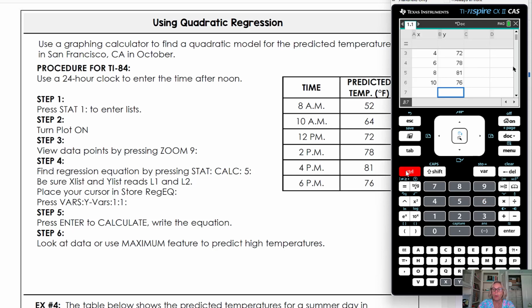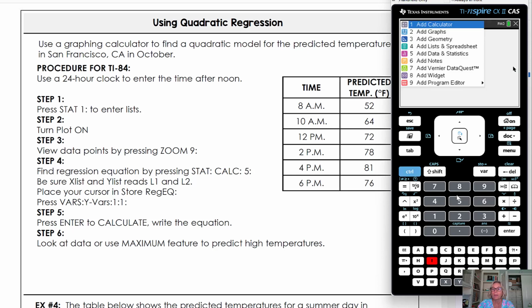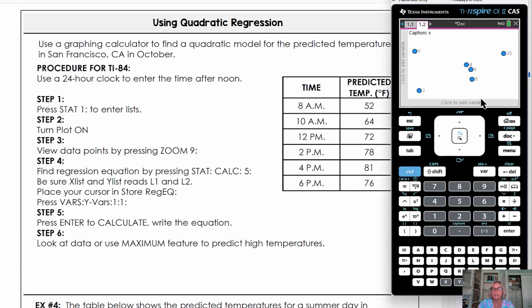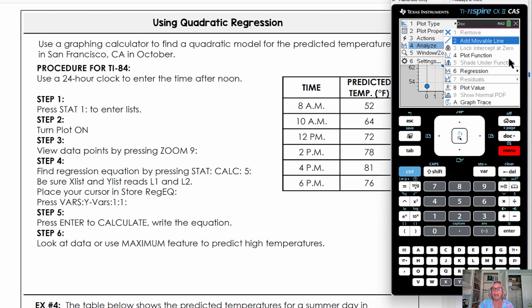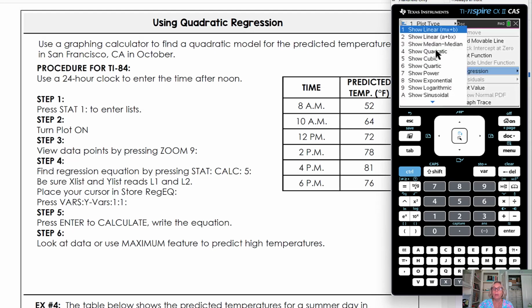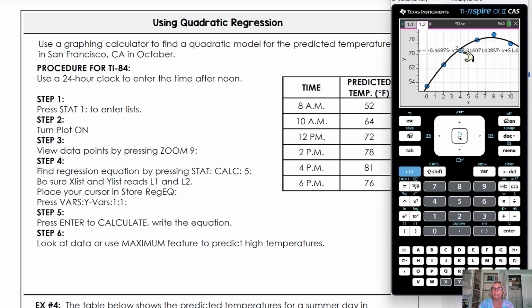Next, you press Control and I. We're going to add data and statistics, so hovering over the x-axis, we'll put the time there. Hovering over the y-axis, we'll put the temperature there. Under Menu, press Analyze and Regression, and we want a quadratic regression. So we want to write this equation down.